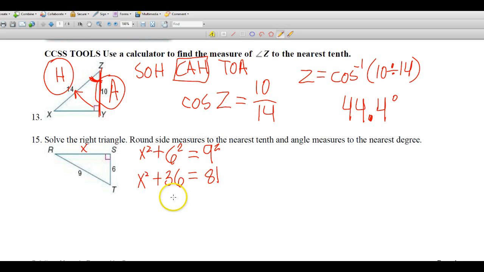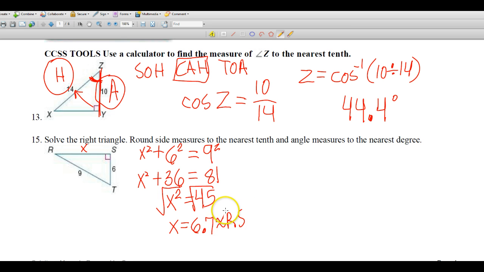And if we subtract, x squared is equal to 45. And if we take the square root, it says round to the nearest tenth, we get 6.7. So x is 6.7. Actually, we want to call that what it is. That is side RS. Side RS is approximately 6.7.